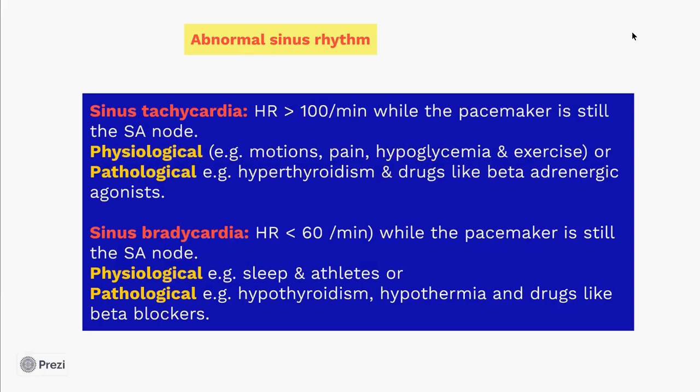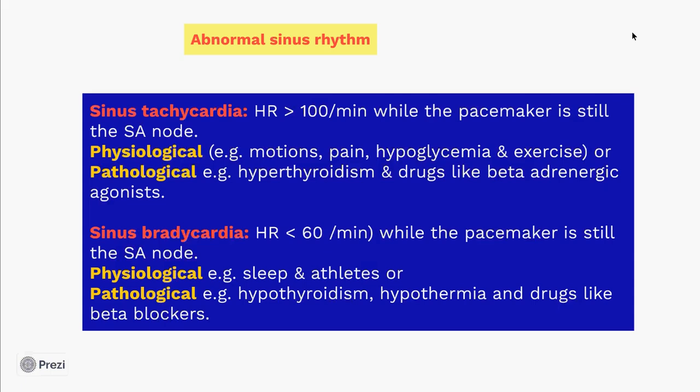If the heart rate is more than 100 but there are P waves, this is called sinus tachycardia. So the heart is fast, but the rhythm is starting from the sinoatrial node. If the heart rate is below 60, this is bradycardia, but there are P waves. The heart is slow, but it is still starting from the normal pacemaker of the heart. This is called sinus bradycardia.